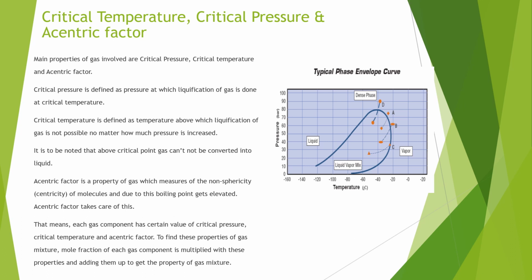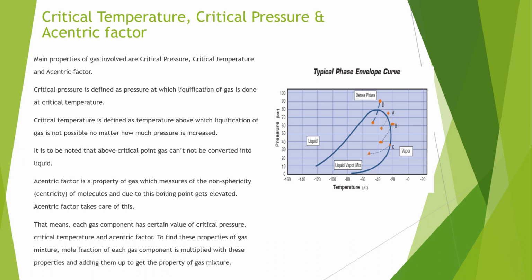This is a pressure-temperature diagram of the gas mixture. The main properties of a gas involved are critical pressure, critical temperature, and eccentric factor. Critical pressure is defined as the pressure at which liquefaction of gas is done at the critical temperature, and critical temperature is defined as the temperature above which liquefaction of gas is not possible no matter how much pressure is increased. It is to be noted that above the critical point, gas cannot be converted into liquid.